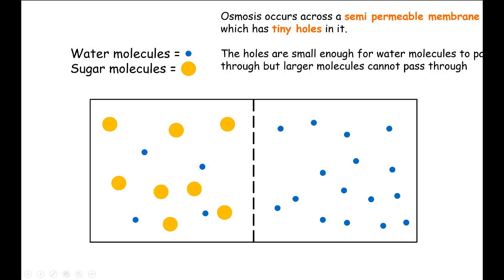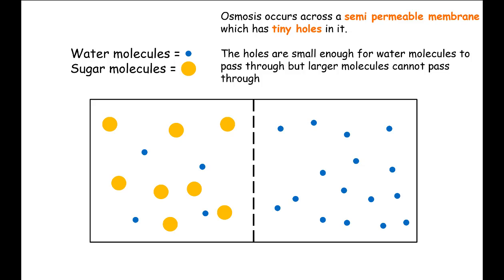Now this just shows you a slightly different example. So in this diagram we have got water molecules, which are the little blue ones, and sugar molecules, which are the little orangey yellow ones. And what we're saying is osmosis occurs across a semi-permeable membrane which has tiny holes in it. The holes are small enough for water molecules to pass through, but larger molecules cannot pass through it.